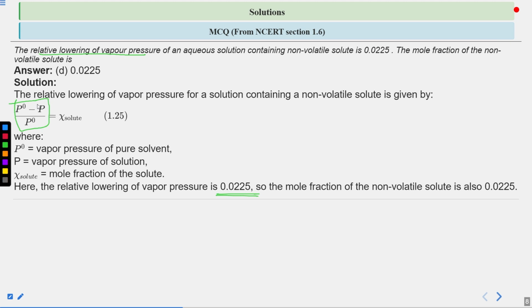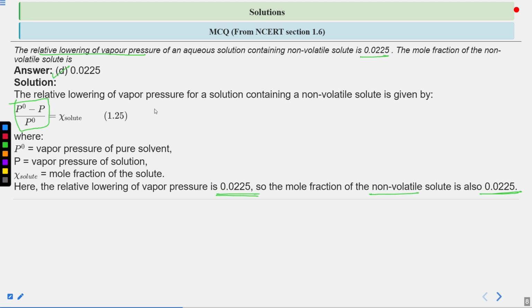So if this value is given as 0.0225, the mole fraction of non-volatile solute you have to tell, and this relative lowering of vapor pressure is equal to the mole fraction, so its value will also be equal. Hence, the mole fraction of the non-volatile solute will also be 0.0225. Hence the correct answer is option D.